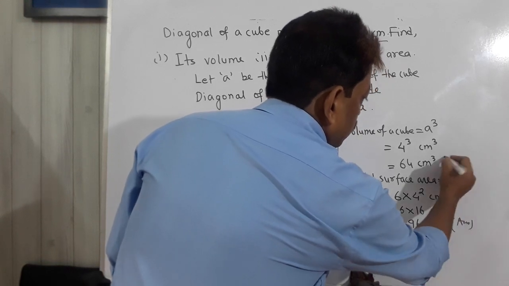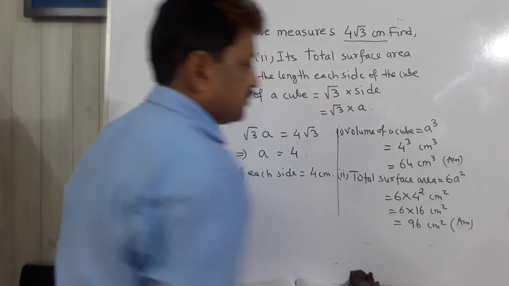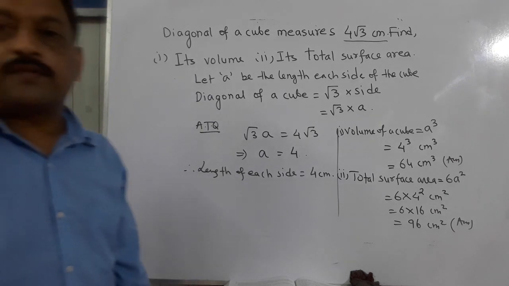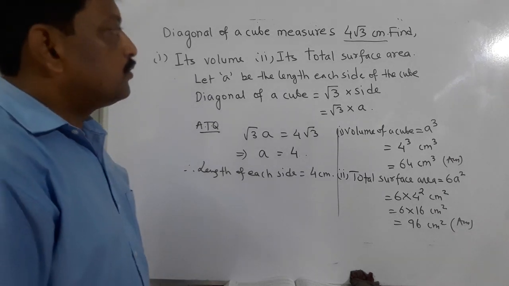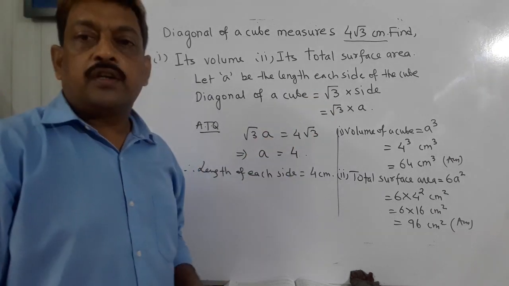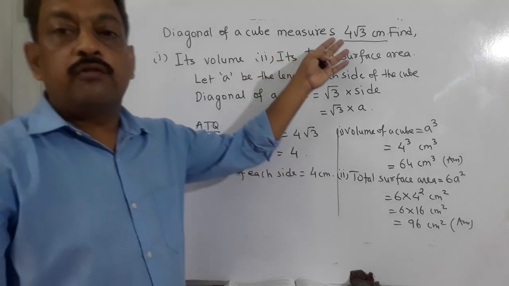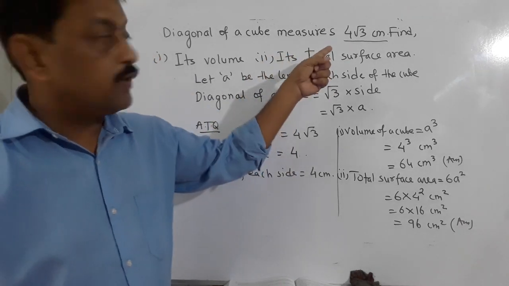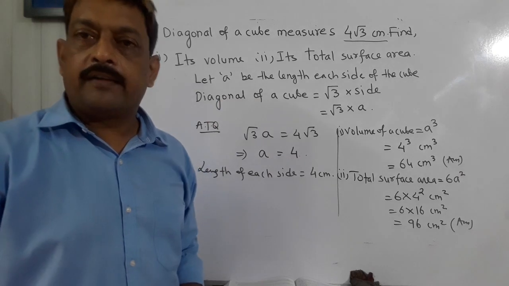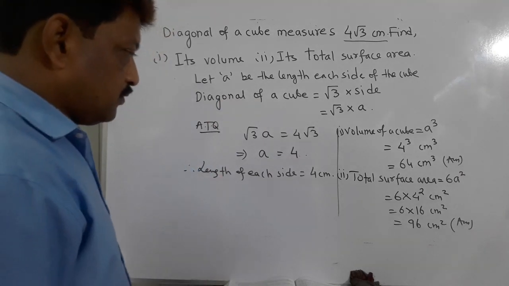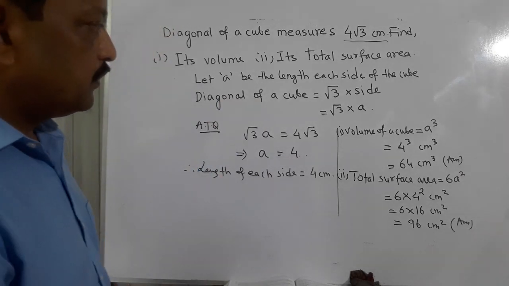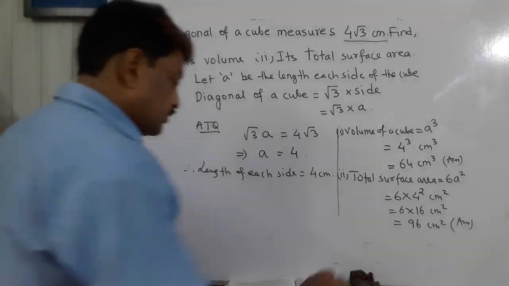Okay, so we have got the answer of both the questions, the volume and the total surface area. In this way, though the length of each side of the cube is not given, we can calculate its length from the length of the diagonal. Okay, so I hope you have understood. Now let us go for one more question.